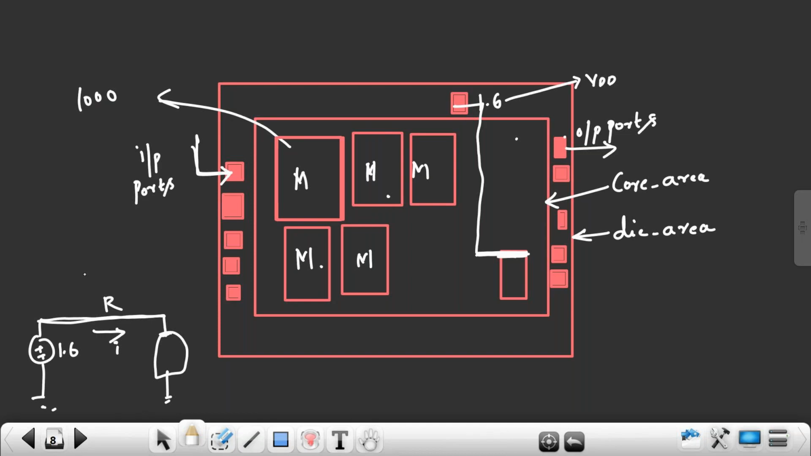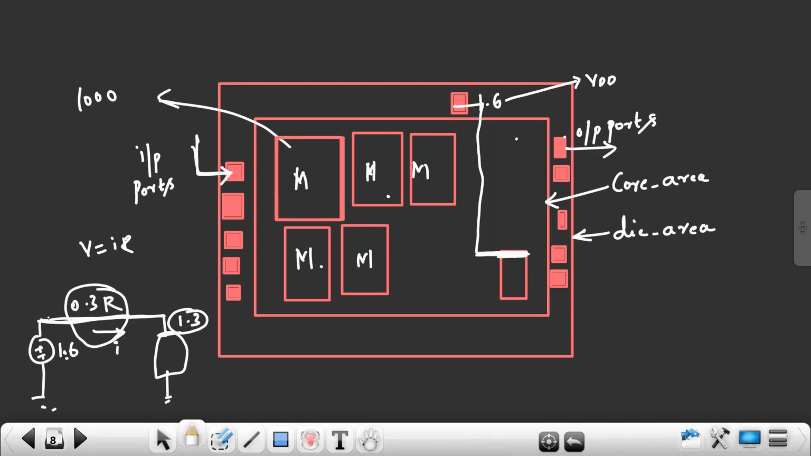According to Ohm's law, V is equal to what? I into R. So on this metal layer, some voltage drop will happen because metal has some resistance. Out of 1.6 volts, 0.3 volts will drop here. How many volts will reach your standard cell? 1.3. So out of 1.6 VDD, only 1.3 is reaching here. The remaining 0.3 is dropping on the metal layer itself.